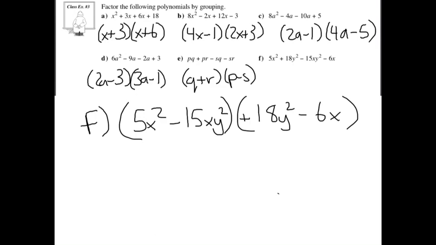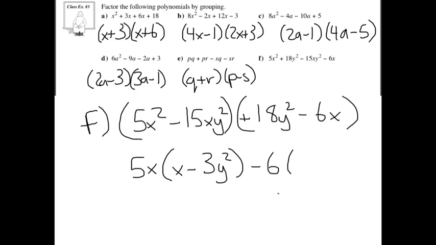We've got 5x squared minus 15xy squared. Well, 5 can be taken out of those, as well as at least an x. So you're going to be left with x minus 3y squared. In the second set of brackets, you've got 18y squared minus 6x. You can take out a negative 6. The reason being is so that we can reverse these, because you notice we had x and then y with a minus in the middle.